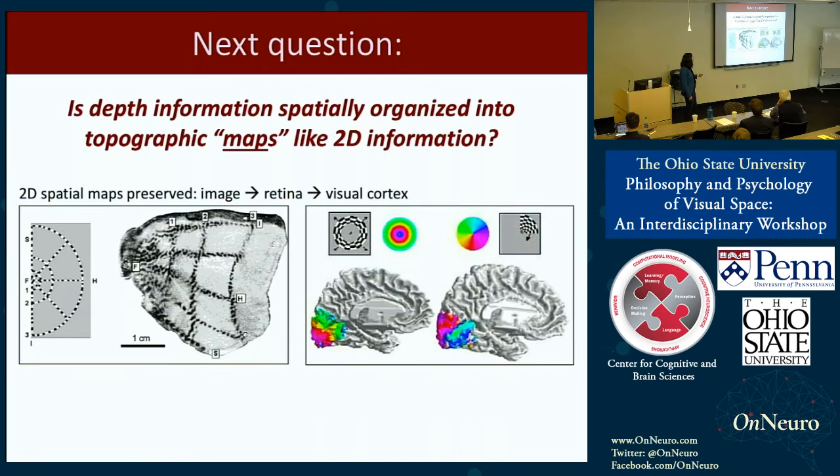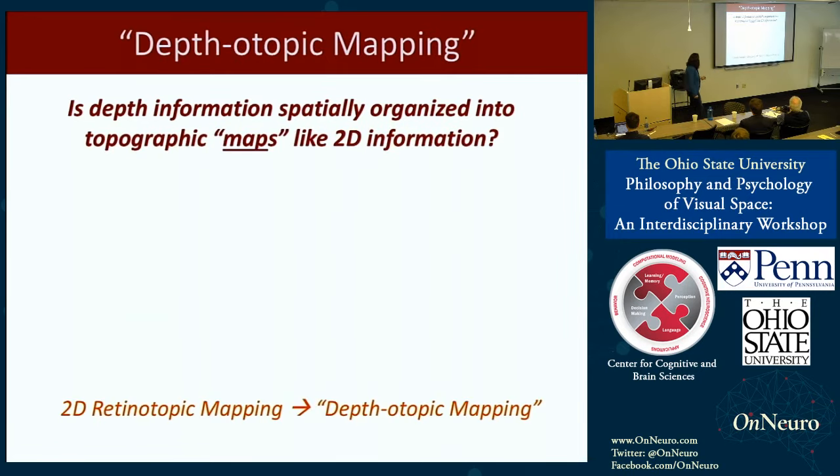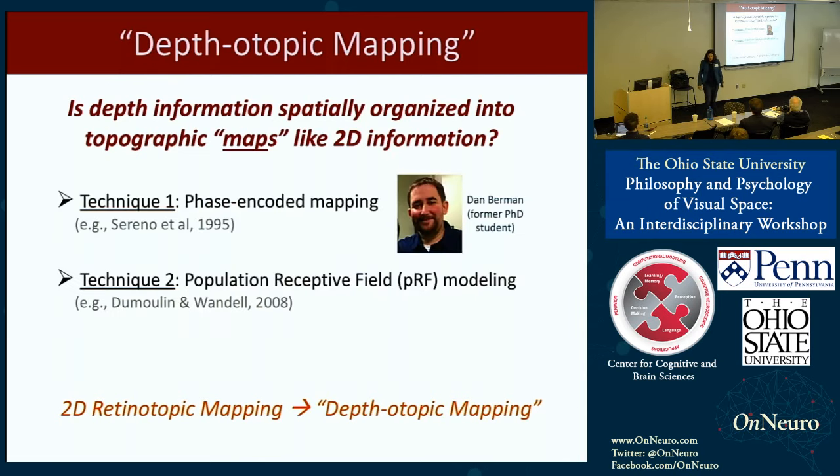So again, we have these really well-known and well-classified 2D topographic maps throughout all of these visual areas, including these later areas where we see some depth stuff in the first experiment. So are there depth maps there as well? In order to address this, we took those standard 2D retinotopic mapping techniques and we basically modified them so that we could test whether there are position events.